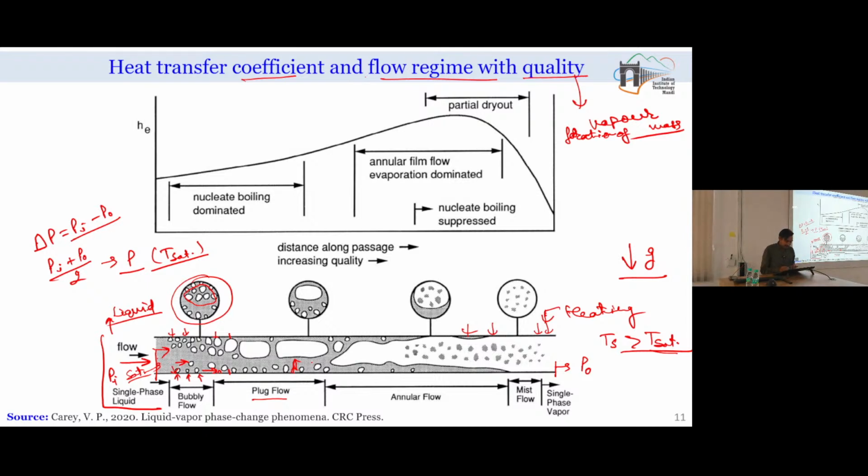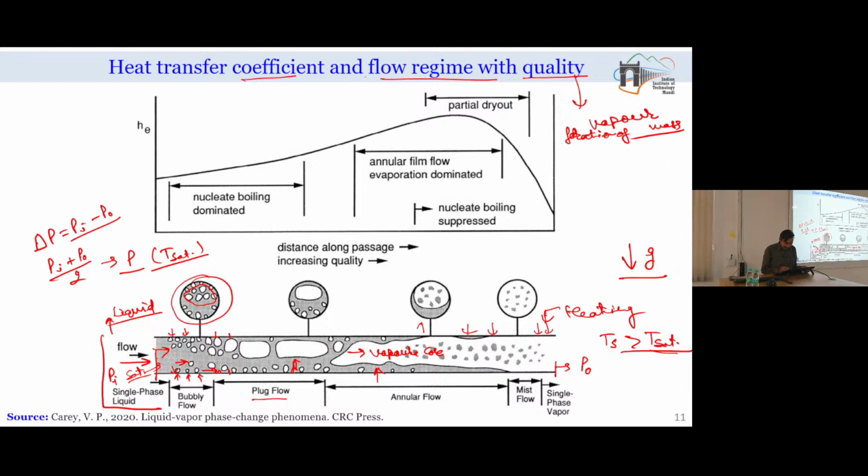And as multiple vapor chunks join together, these will form a vapor core at the center, and there will be liquid which is adhered to the outer periphery of the tube. And in the outer periphery of the tube, we can see that the liquid thickness at the bottom side will be more in comparison to the liquid thickness at the top side, again because of the gravitational field.